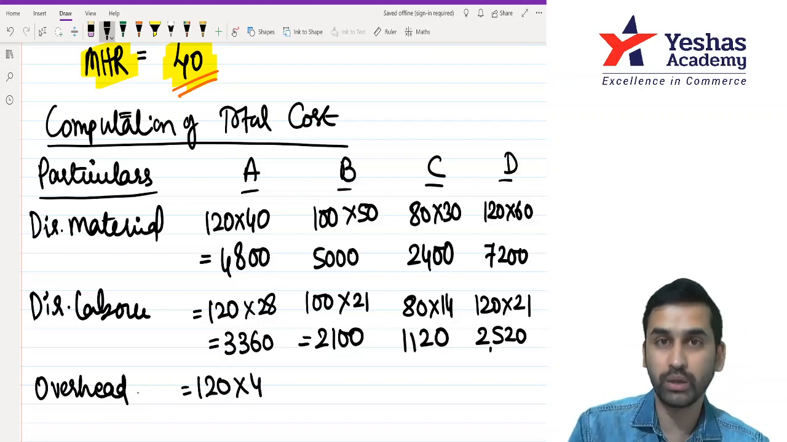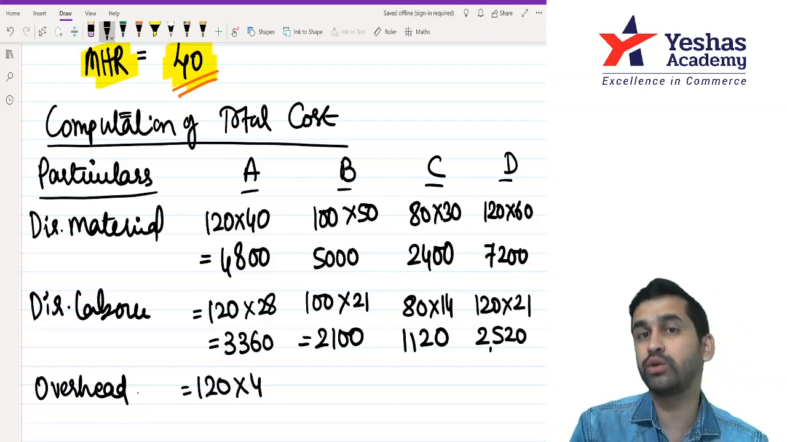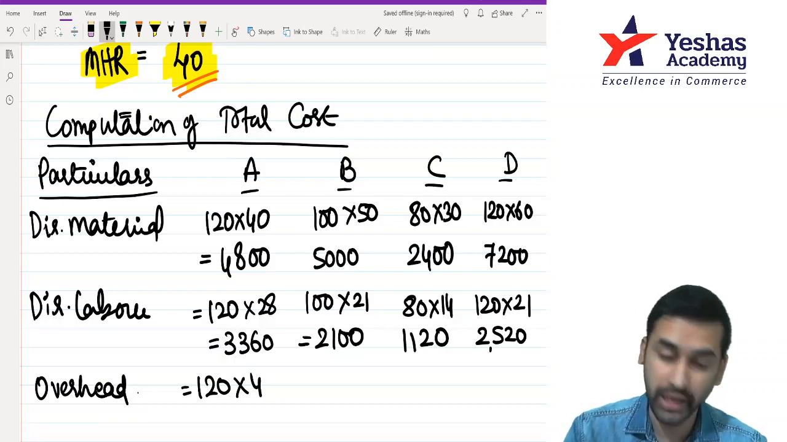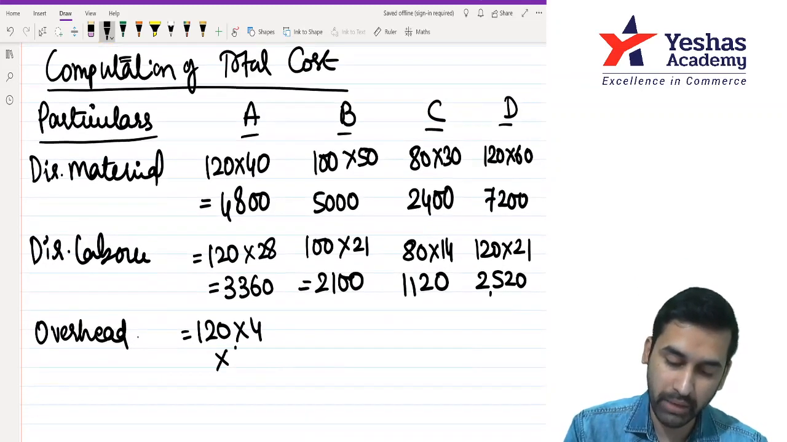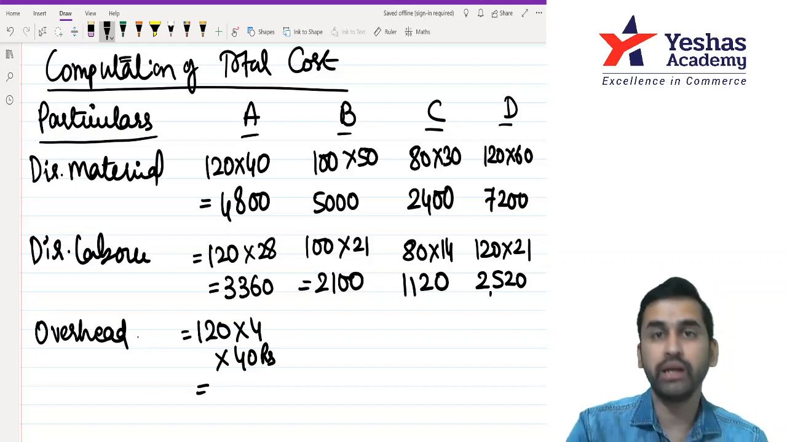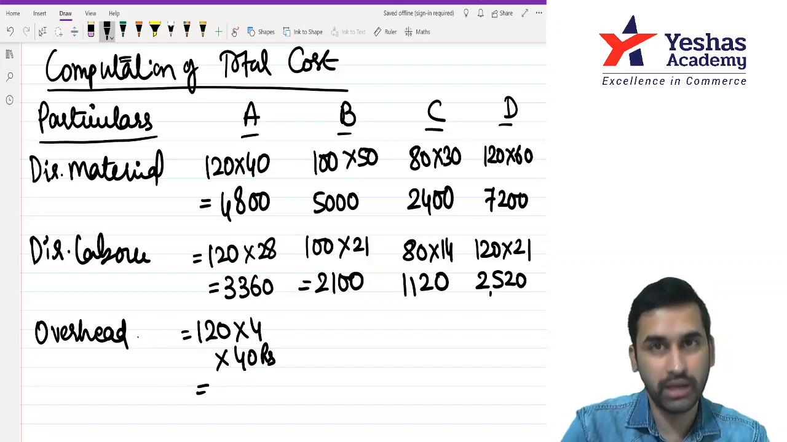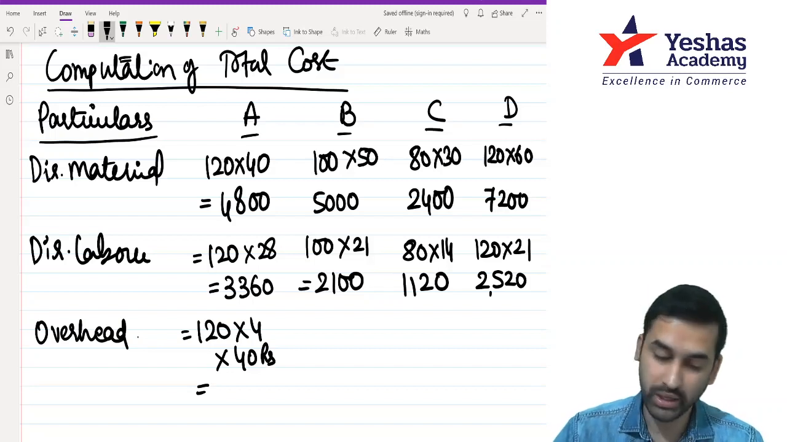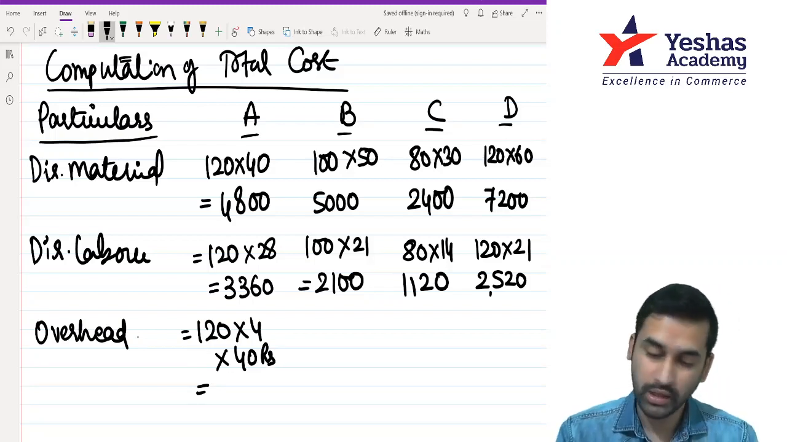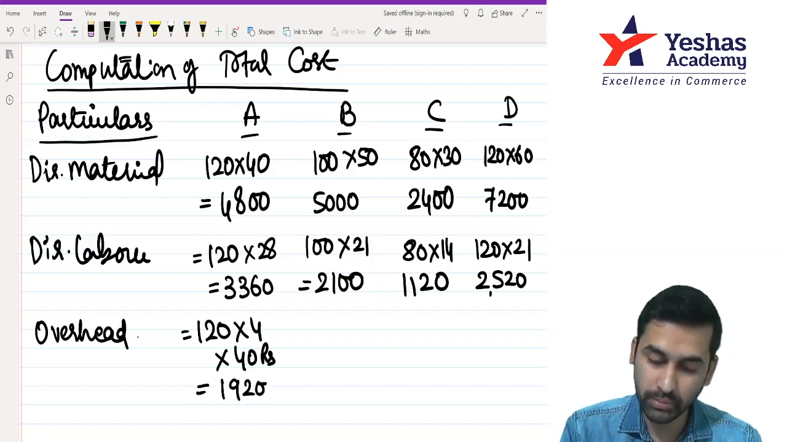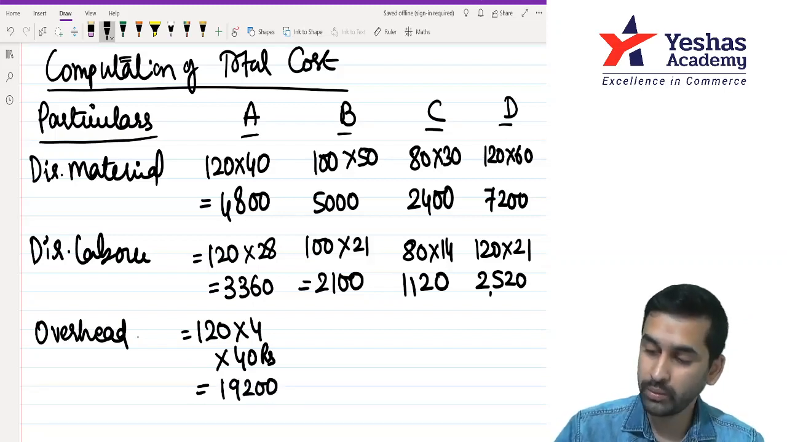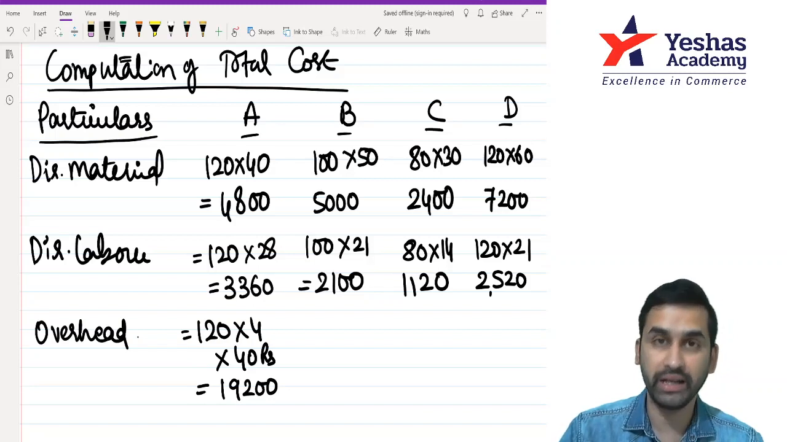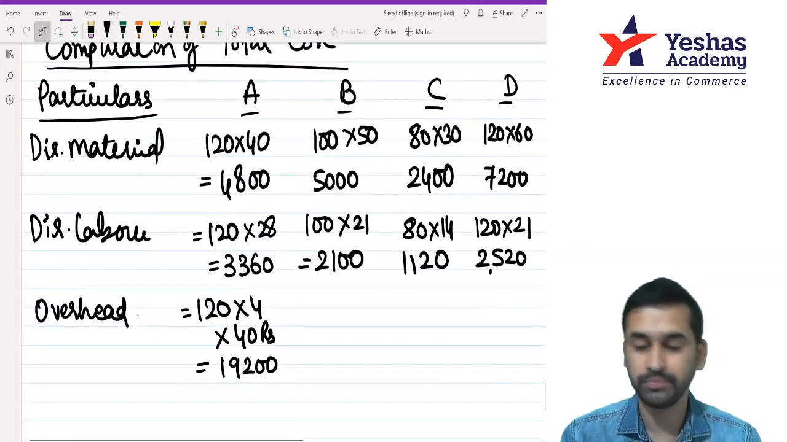So when you do 120 into 4, you will get to know total machine hours required for A. That you multiply by 40 rupees. 120 units into 4 hours, that will be total machine hours into 40. So 120 into 4 into 40, I am getting 19200. 120 into 4, 480 hours, and each hour will cost me 40 rupees.